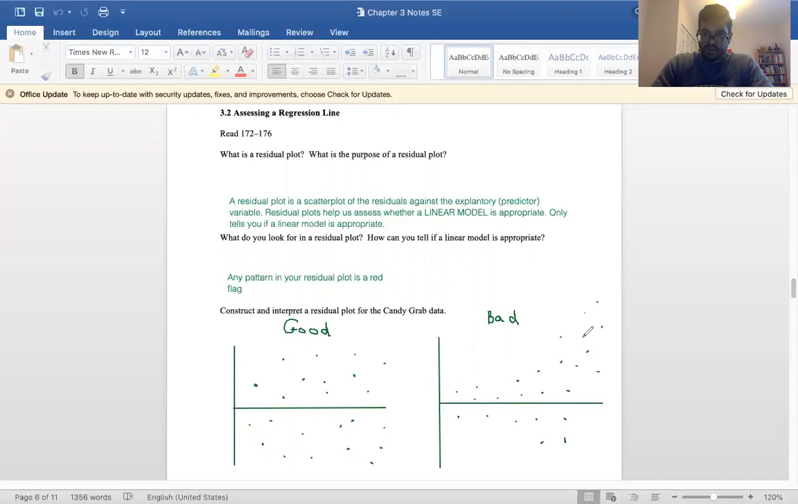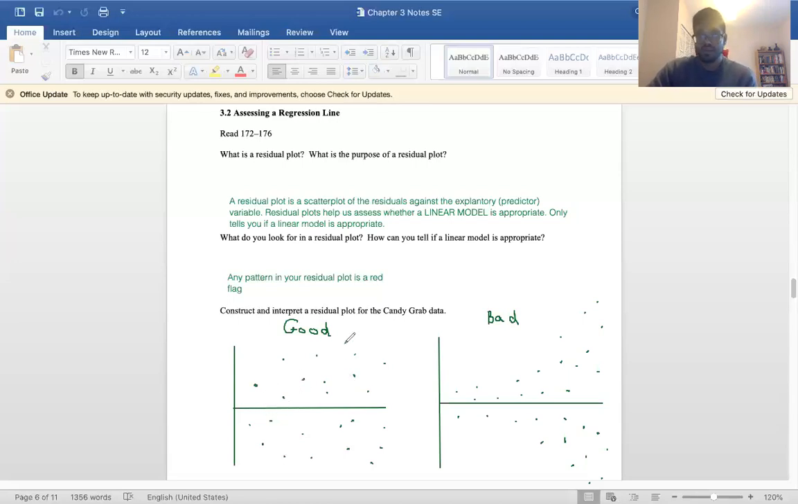There is a pattern here, and I want you to think about what that pattern is, okay? So something like this would also be bad. Again, the goal of our residual plots is going to be to show no pattern, complete randomness. And why is that the case?